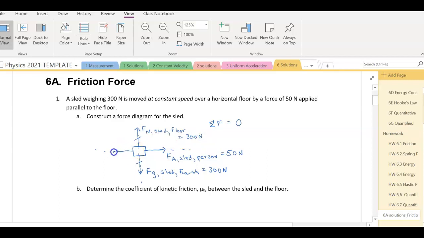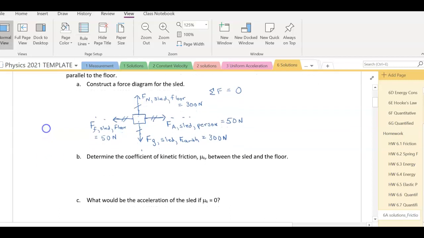There is a force opposing the motion of the sled, and that's the friction force exerted on the sled by the floor. Because the sled is moving at a constant speed, that friction force is just balancing the applied force, so it is 50 newtons. So we understand the forces on the sled. Let's determine the coefficient of kinetic friction.